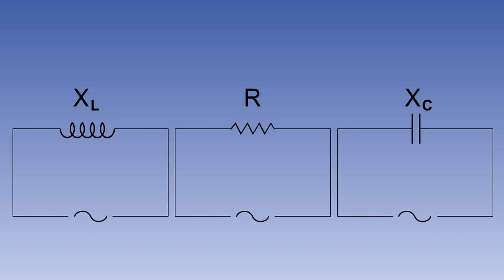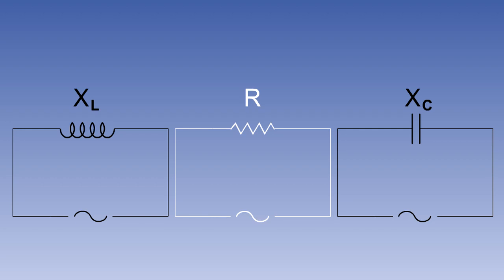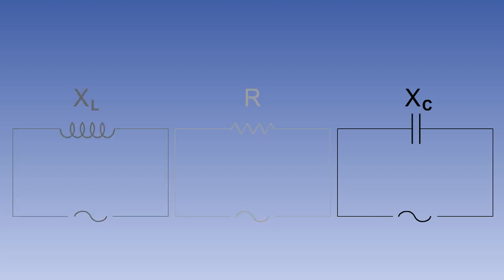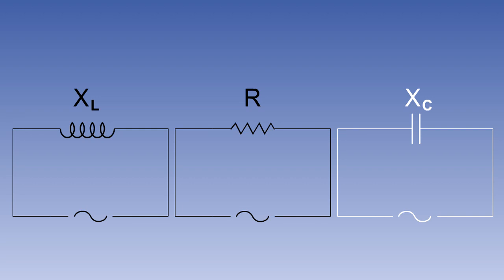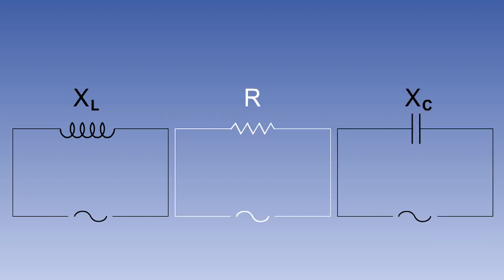In this lesson, we will look at the forces that oppose current flow in AC circuits, and we will examine the relationship between these forces. We will start by looking at theoretical circuits containing, in isolation, resistance, inductance, and capacitance. Beginning with resistance.